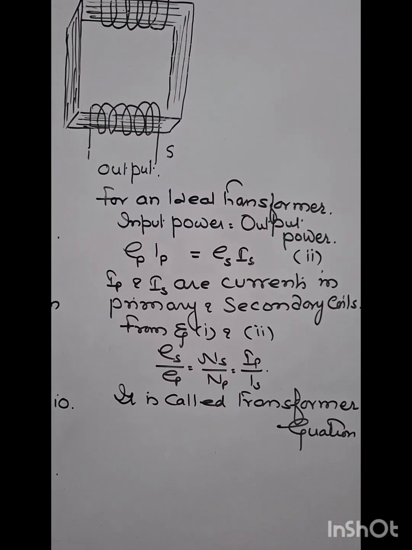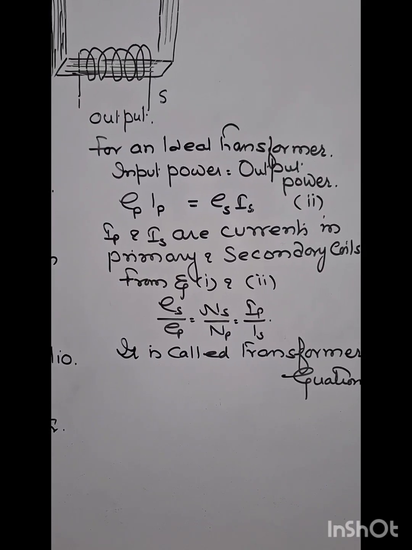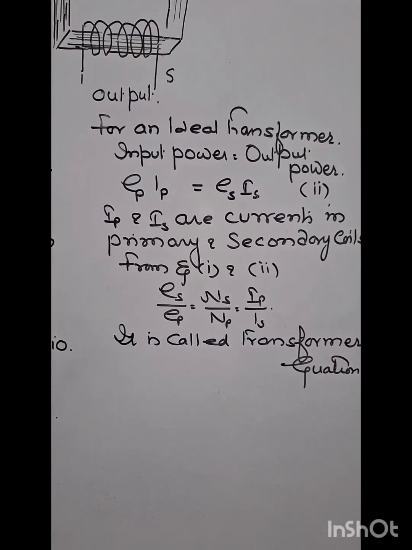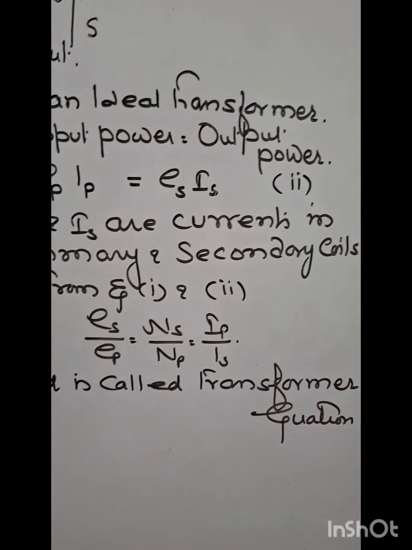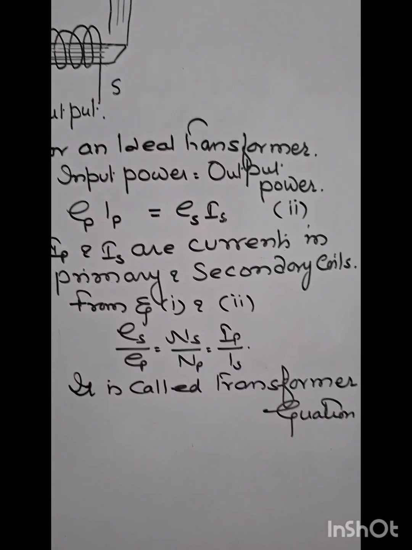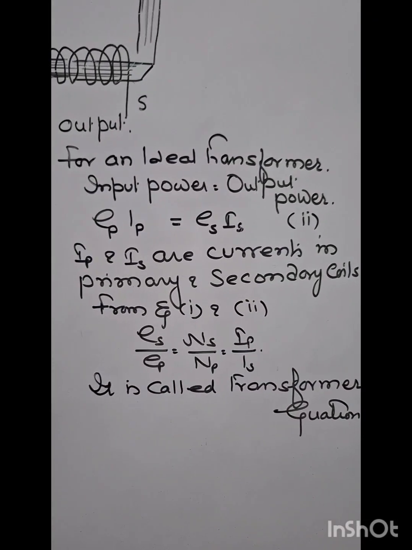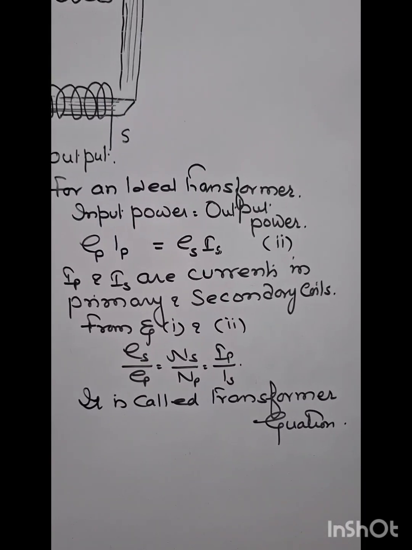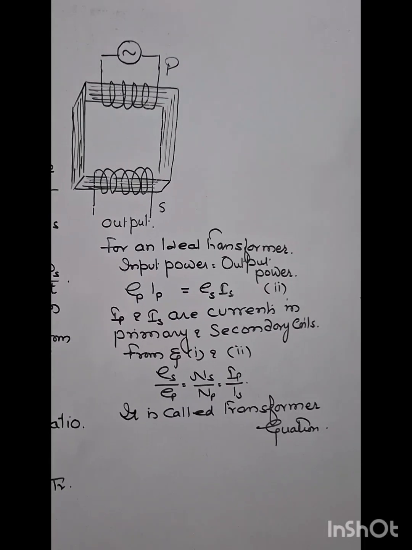Divide equation 1 by equation 2. You will have ES/EP = NS/NP = IP/IS. Students, it is called the transformer equation. Mostly all of the numericals related to transformer can be solved with the help of this equation.